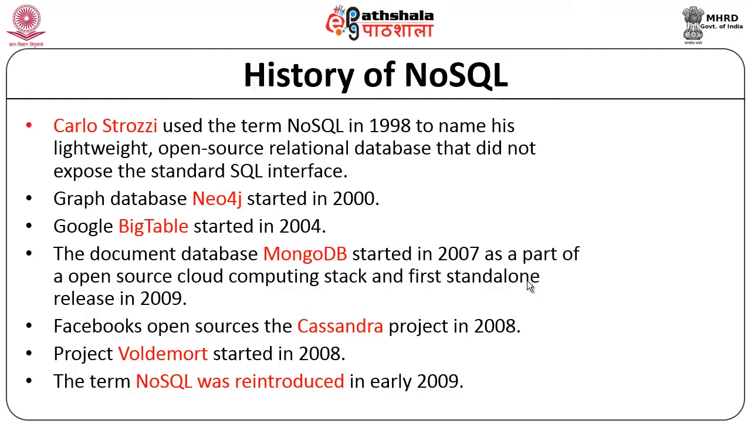Then a type of document database called MongoDB was started in 2007 as part of an open source cloud computing stack, and it had its first standalone release in the year 2009. Facebook came up with the Cassandra project in 2008. Project Voldemort was started in the year 2008, and the term NoSQL was then reintroduced in early 2009. Now, this is the evolution of NoSQL databases.